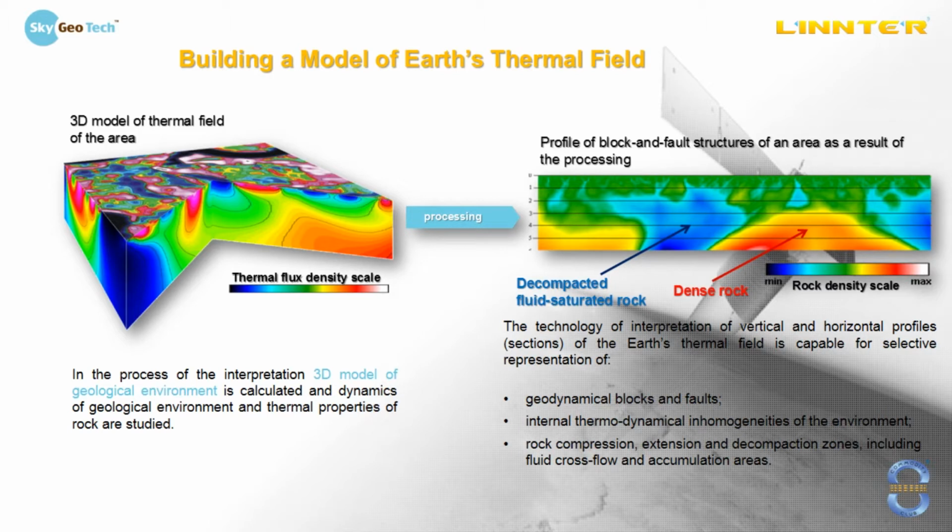Then scientific team makes processing with the use of developed algorithms. And as a result, we get vertical profile of block and fold structure, which shows us rock density. Red color is a dense rock, green color is transitional zones, and the compaction zones are shown by blue color.